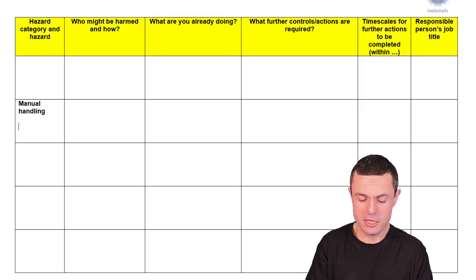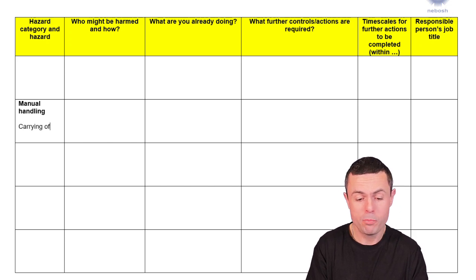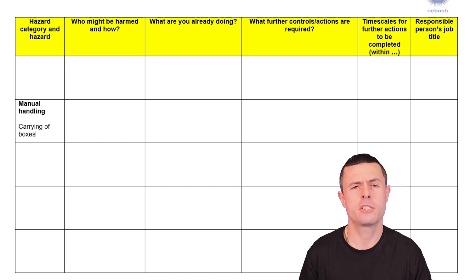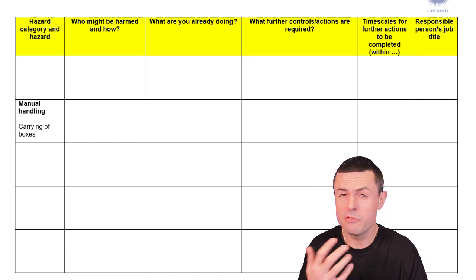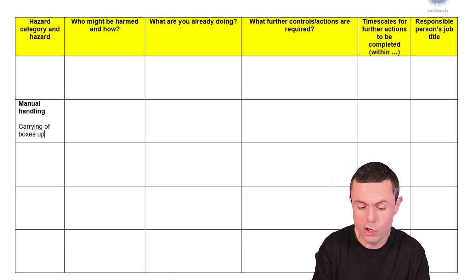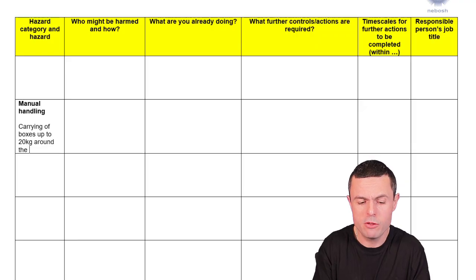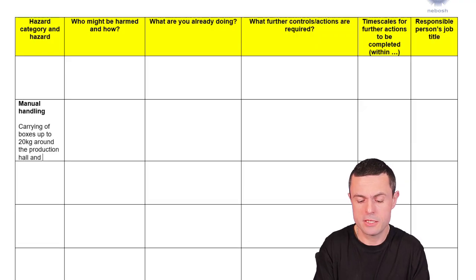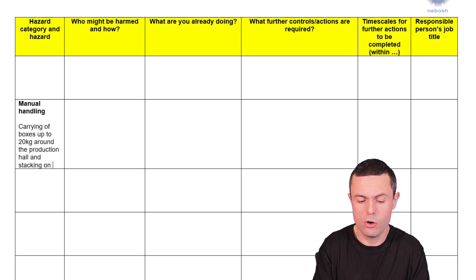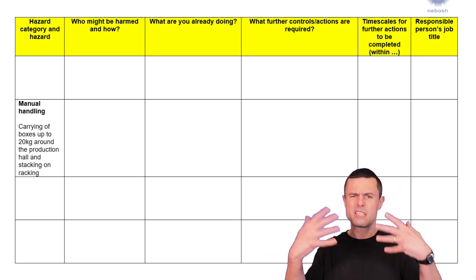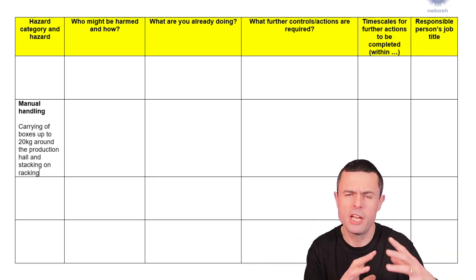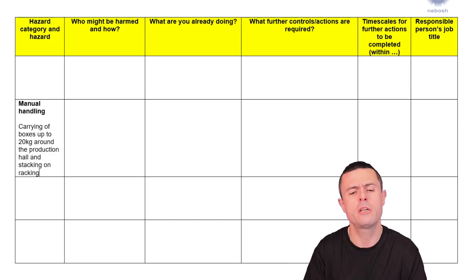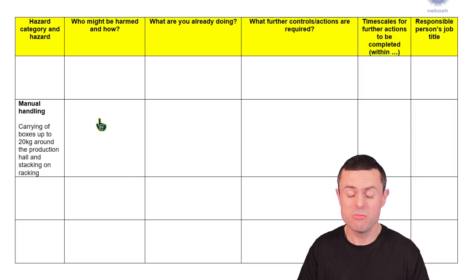So we could say the carrying of boxes. Are the boxes heavy? Are they light? Can you give us an idea of the weight? Carrying of boxes up to 20 kilos. And where are you carrying from? Where are you carrying them to? What kind of distance? Carrying of boxes up to 20 kilos around the production hall and stacking them on racking. There we are. That's more descriptive, isn't it? Got an idea of the weight, got an idea of what we're doing. Pretty good. The who might be harmed and how, that's pretty easy.